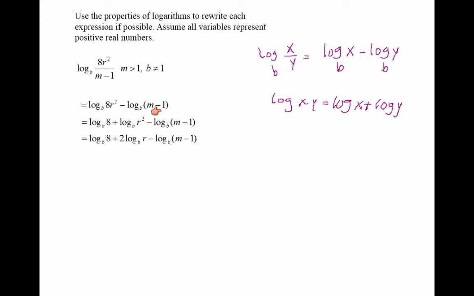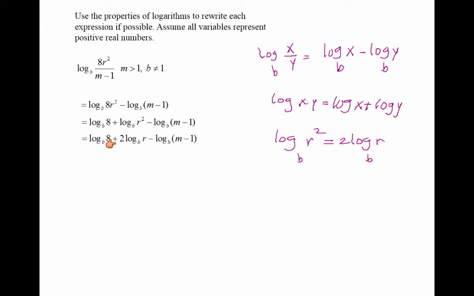Here I cannot do much with this. This is not a product, quotient, or power or anything. It's just a difference. So we just leave it alone. But over here, I can use the power rule. If I have log of r to the power of 2, I can move the 2 right in front of the log as 2 log of r, and the base would be the same for both of them. So there we have it, 2 log of r.